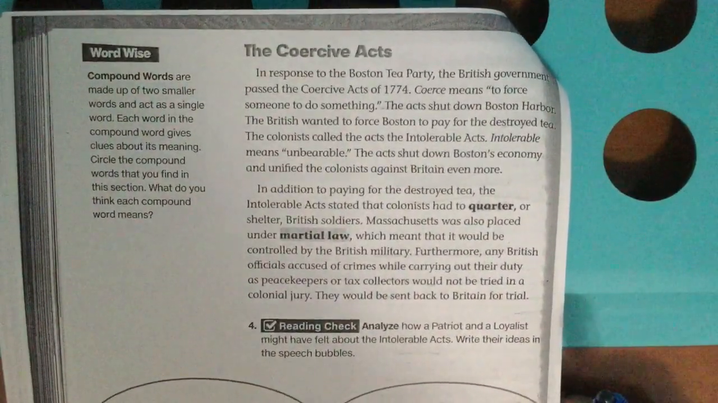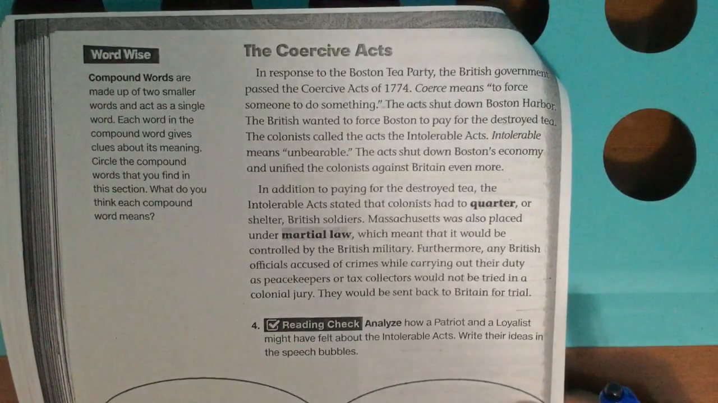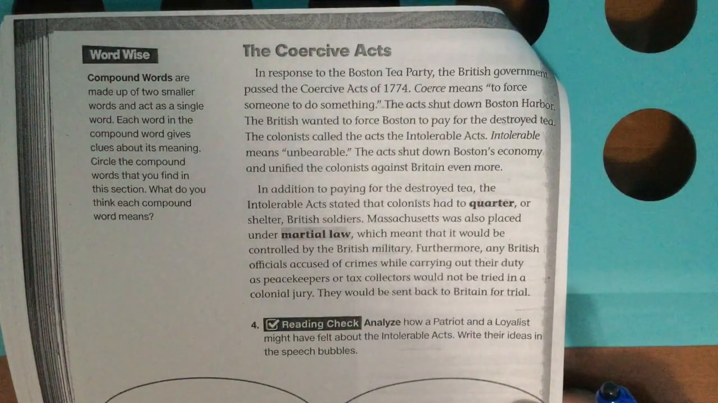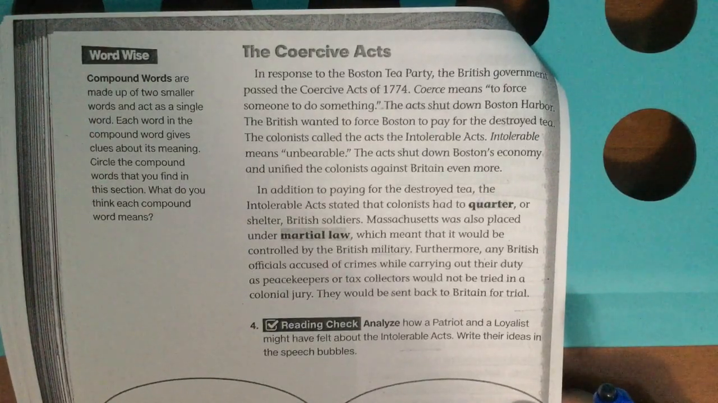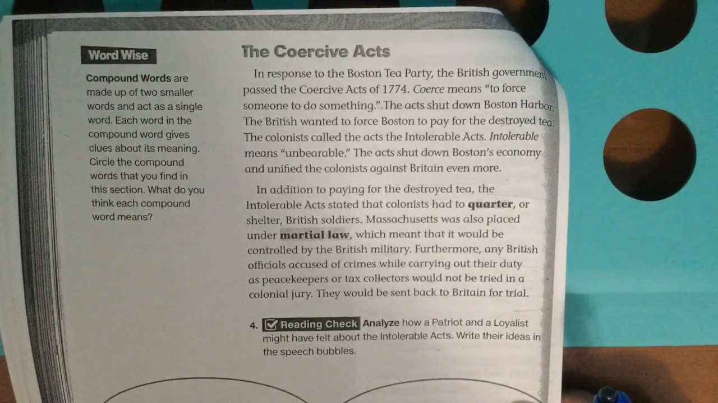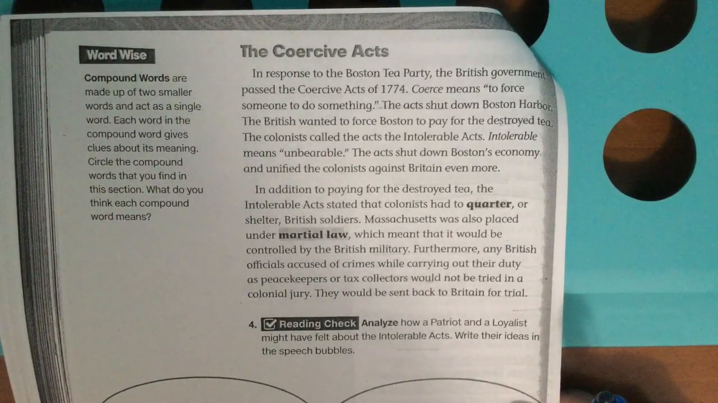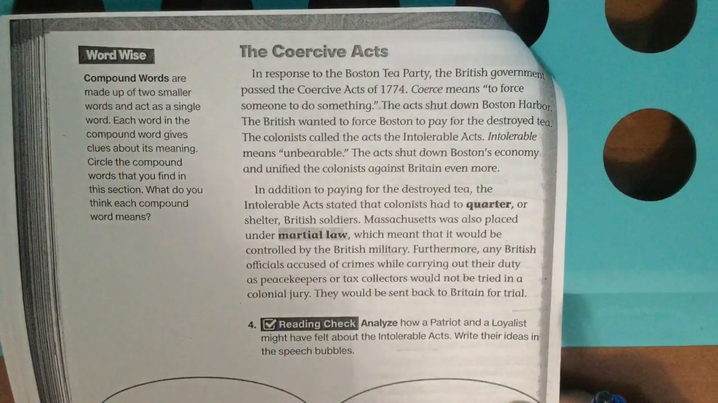Okay, so now we have the Coercive Acts. In response to the Boston Tea Party, the British government passed the Coercive Acts of 1774. Coercive means to force someone to do something. The act shut down Boston Harbor. The British wanted to force Boston to pay for the destroyed tea. The colonists called the acts the Intolerable Acts. Intolerable means it's unbearable. The act shut down Boston's economy and unified the colonists against Britain even more.